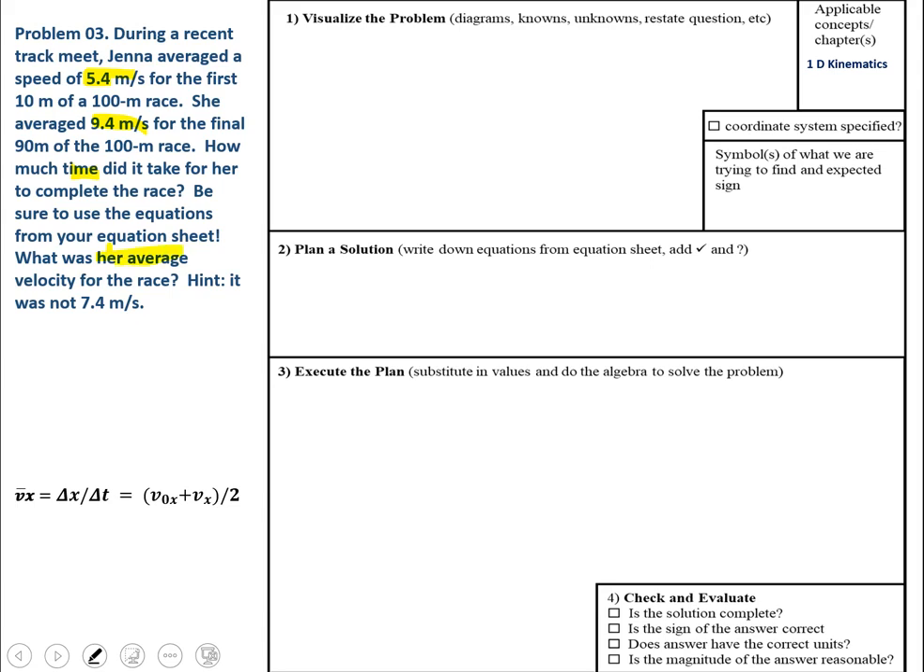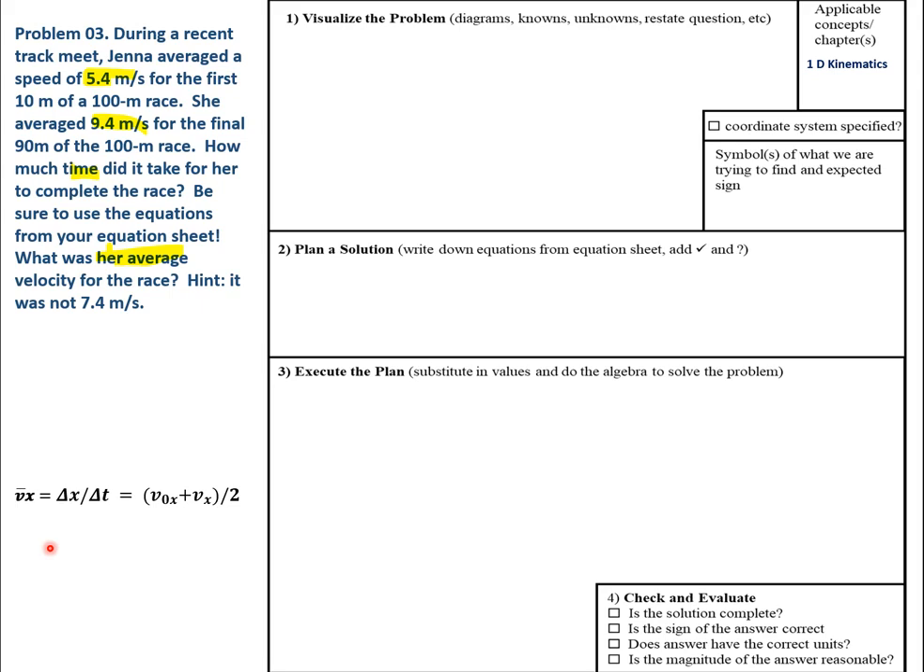Okay, so first we should understand that average velocity of an object does not tell us anything about what happens to the object in between the starting point and ending point. For example, we cannot tell from average velocity whether the runner was slowing down or speeding up while she was in motion. For that reason, I'm not going to draw a motion diagram.